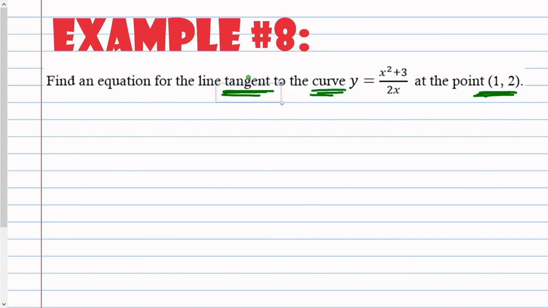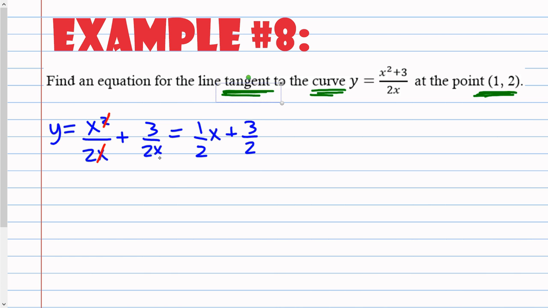So to find the slope, I'm going to have to derive. But before I derive, I want to rewrite that. So x squared divided by 2x plus 3 divided by 2x. And then when I do that, I end up with 1/2 x, because one of these x's cancels out that one. And then plus 3/2. And see how the x is still in the denominator? Well, I want it to not be anymore. So it's going to be x to the negative 1. So I rewrote it. Now I can derive it.